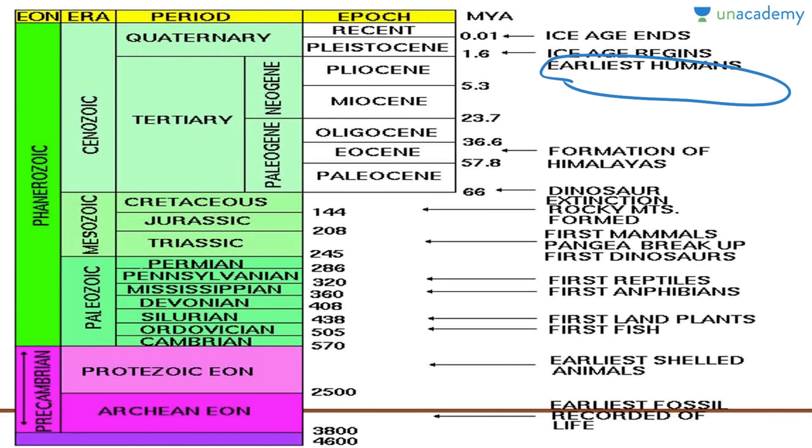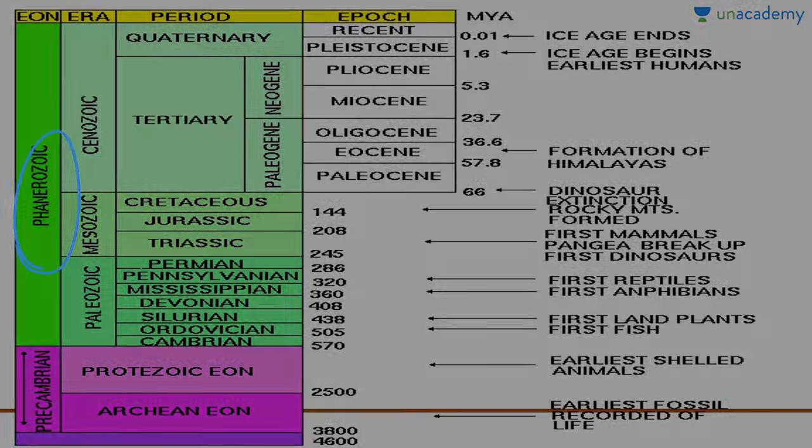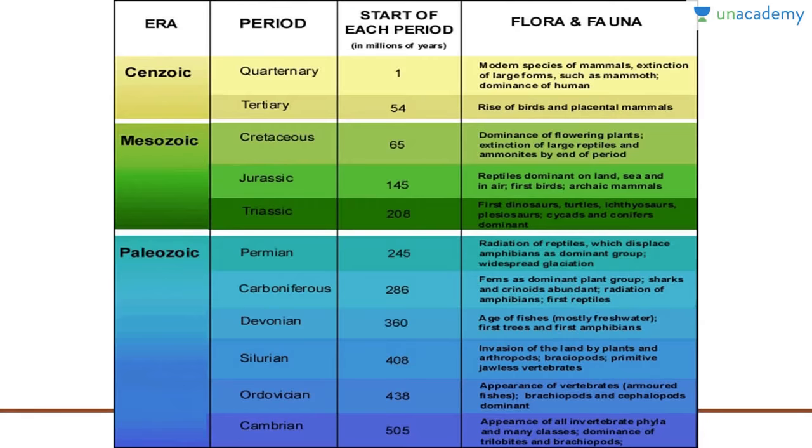It was during this Quaternary period that humans came on the earth and started evolving. And currently we are in this particular epoch. The name is Holocene epoch, in the Quaternary period of the Cenozoic era, and the eon is Phanerozoic. So we have already discussed the flora and fauna of the Cenozoic, Mesozoic and Paleozoic eras.